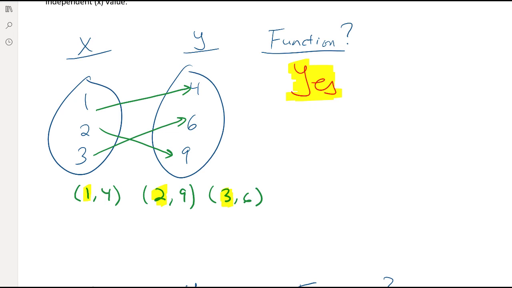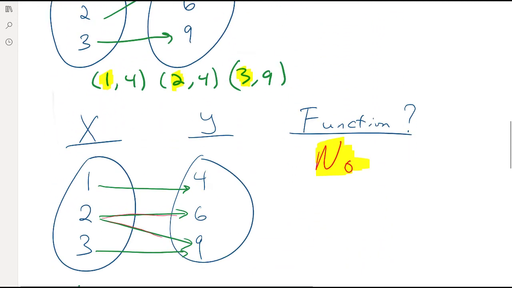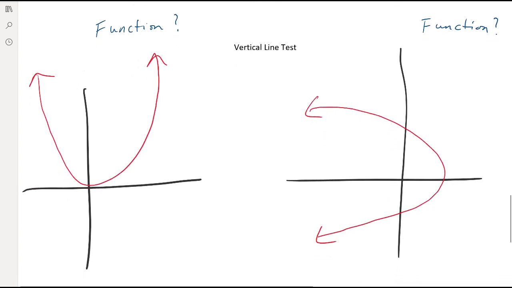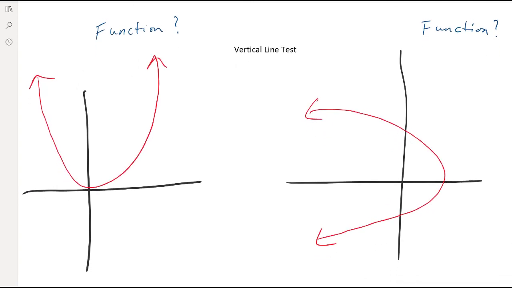So if you come across a question where they give you a listing of ordered pairs and they want you to know if it's a function or not, just look at the X values. If the X values repeat, you are not a function. All right, the last little bit I want to get into here is how do you determine if a graph is a function? So a graph is just a visualization of a relationship. It's a bunch of ordered pairs. All right. So how can you tell?